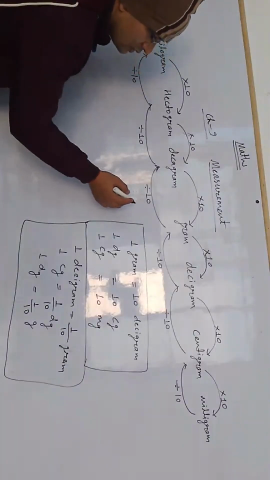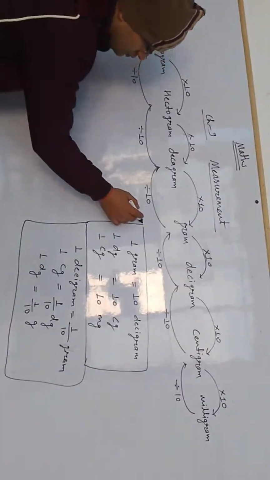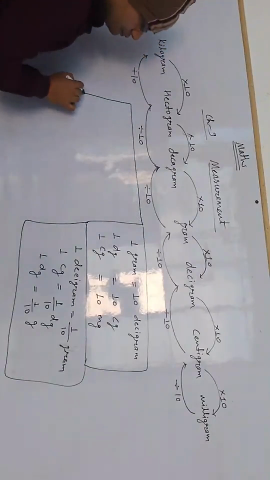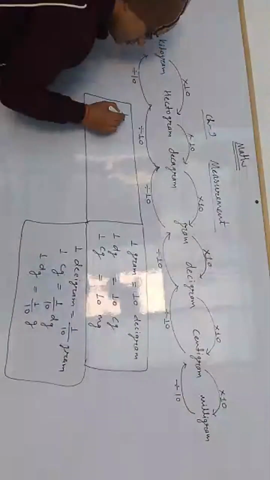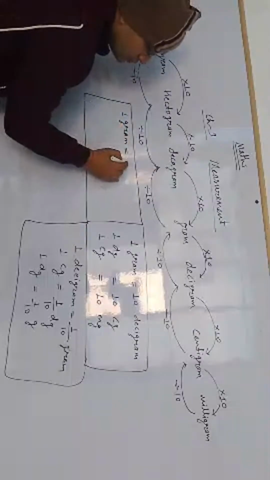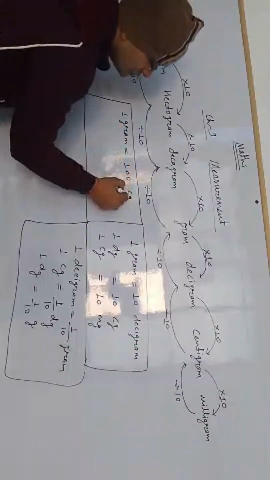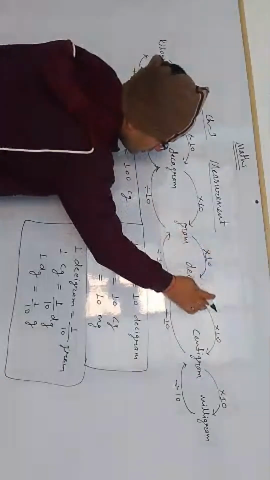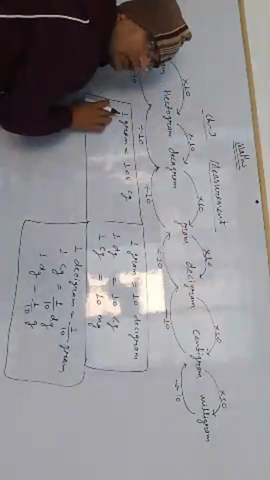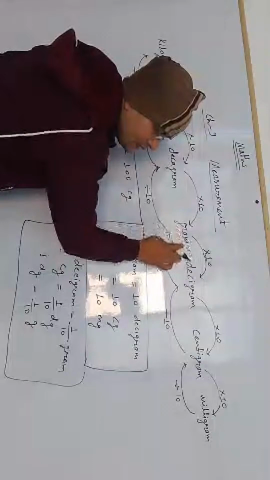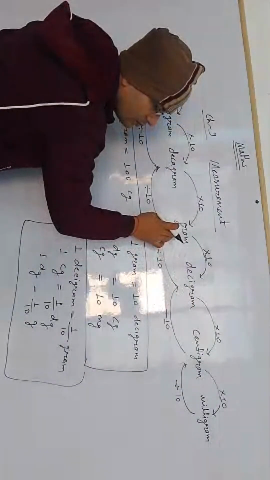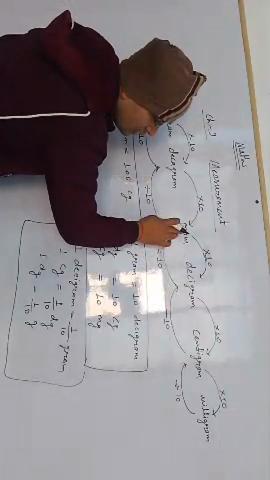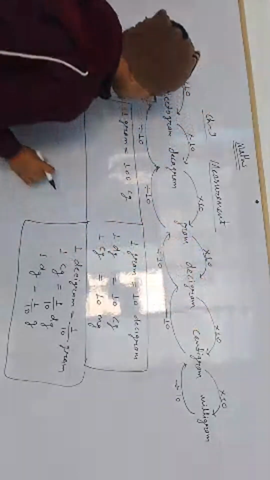Now, 1 gram is how many centigram? 1 gram is equal to 100 centigram, 10 multiplied by 10. How many centigram? 100 centigram.